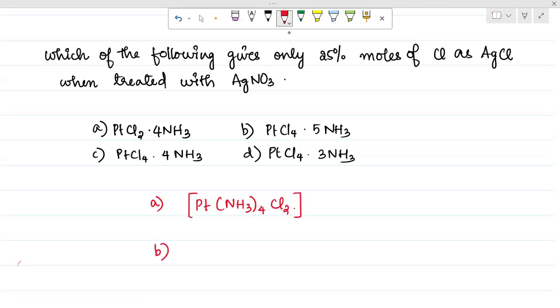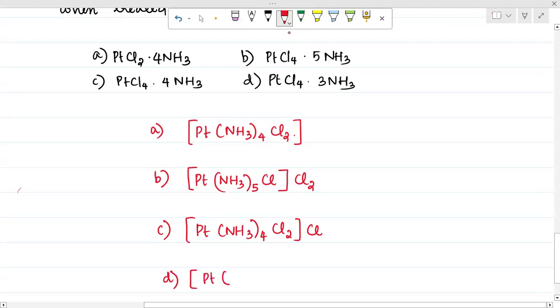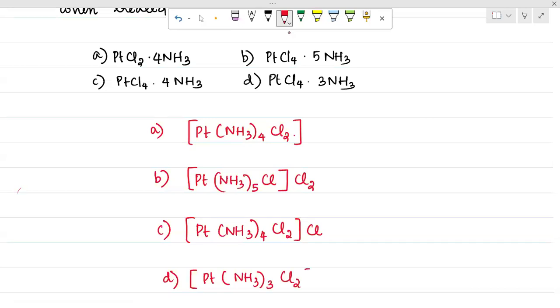The next one is Pt 5 NH3s, and it is octahedral. You will have only 6 ligands surrounding the metal. So one Cl will be inside the coordination sphere. The other two would be outside, counter ions. Third, Pt NH3 4 times, 2 Cl will be inside and 1 Cl will be outside. So this is how Werner notates any coordination compound. Sorry, this is 3.